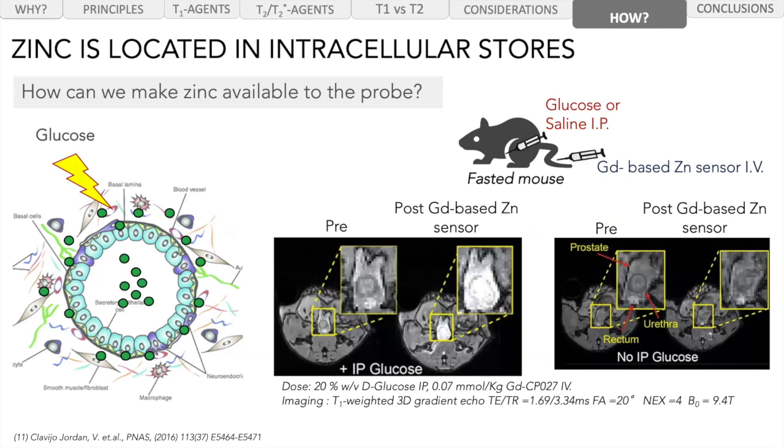We see that if we take fasted mice and give them glucose IP, and then also give them this gadolinium-based sensor IV, only the animals that received glucose showcase a prostate that is very enhanced in all the lobes. While if we don't give glucose, or if we apply other contrast agents that are not zinc targeted, the prostate does not enhance.